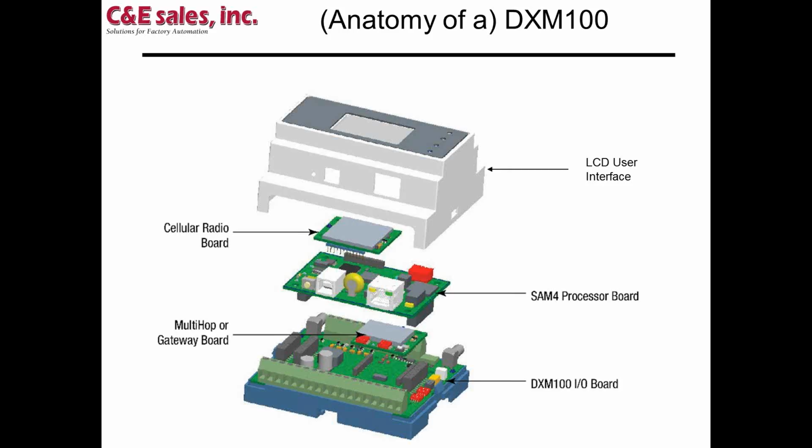Second down, you see a cellular radio board. This is an optional board, but this can support cellular radios. You've got the processor board that you can see there, a USB port, an Ethernet port. It also has a slot for an SD card that actually comes in the DXM100. Next down is the multi-hop or DX80 Gateway board. So you have to choose which radio you want in this, whether it be a multi-hop wireless network or the DX80 Gateway. And then at the bottom is the DXM100 I/O board. This is where your built-in I/O on this DXM100 exists.